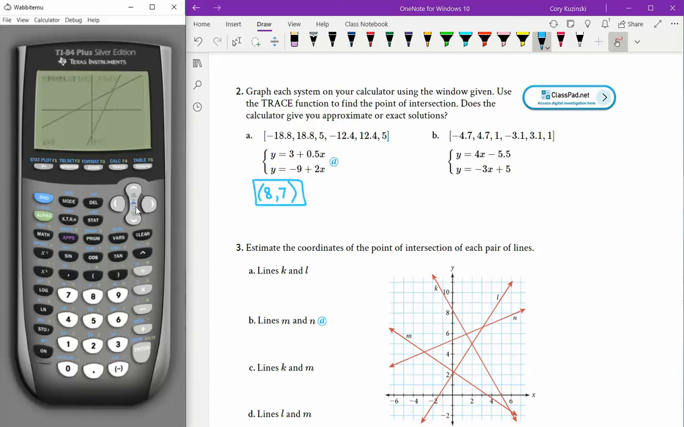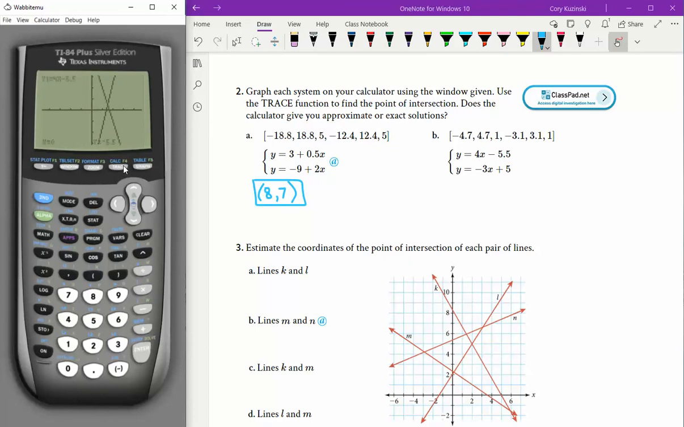All right, let's do the second one. First equation, 4x minus 5.5. Second equation, negative 3x plus 5. We're going to change our window here to negative 4.7, positive 4.7, scaling by 1s, and negative 3.1, positive 3.1, scaling that by 1s. We'll hit the graph. Looking for where these two lines cross.